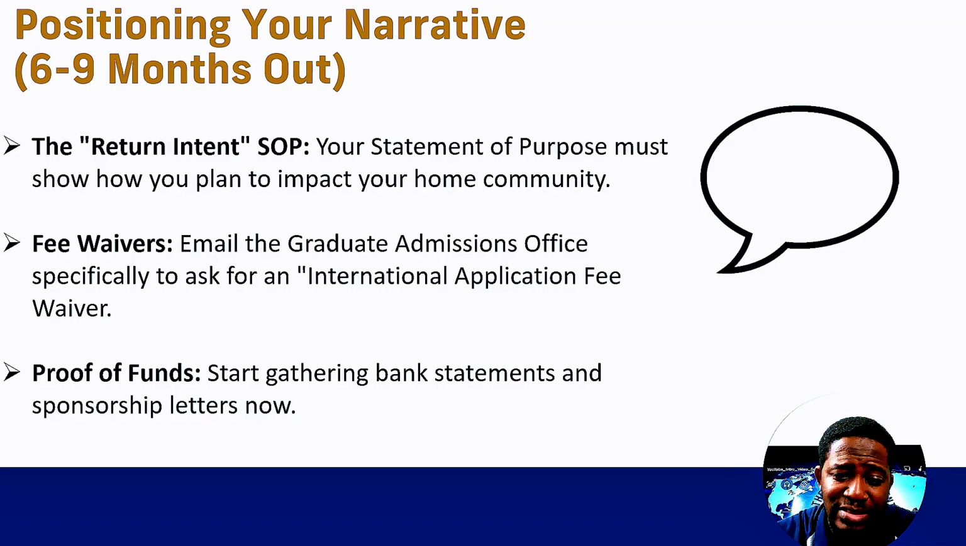So proof of funds: start gathering bank statements, your own bank statement. It could be that of mommy, daddy, or an uncle, or someone willing to sponsor you. Start gathering bank statements and sponsorship letters now, 6 to 9 months out. Start speaking with people who can help you.